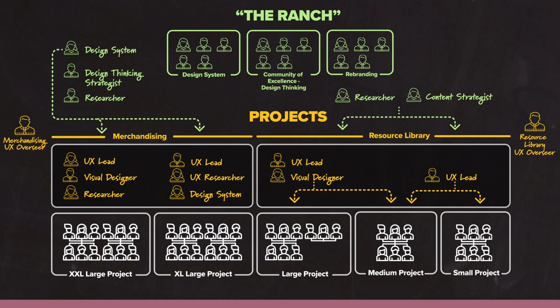And so you have those project teams that are going on in the ranch, but they can lend resources. I'm showing you, there's a design system person, there's a design thinking strategist, a researcher, and they're being lent. And some of them maybe even lent out at a 50% capacity, 20% capacity down to the project teams. And then over on the resource library, you have a content strategist and a researcher lending their expertise into those project teams.